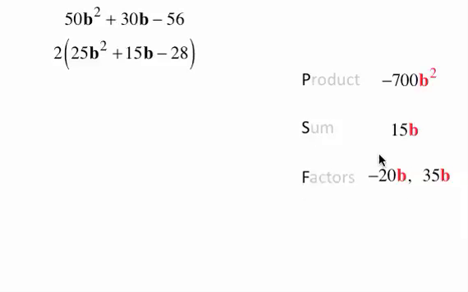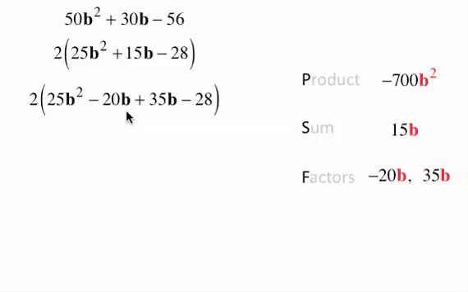So, in any case, it's 20 and 35, and then we want to decide on the signs, okay? We know the larger of the two is going to be positive. So 35 is bigger, so 35 is positive. The 20 is negative. So 35 take away 20 is 15. Negative 20 times 35 is negative 700. So we found our two numbers. Now we're going to replace the 15b with those two numbers. And so we have 2 times, open bracket, 25b squared, take away 20b plus 35b minus 28.